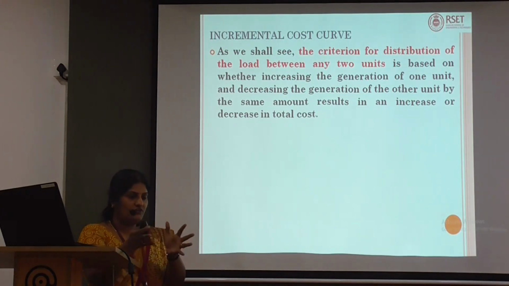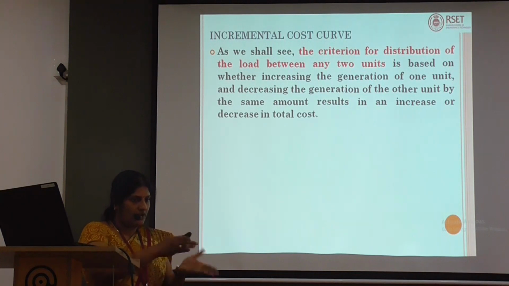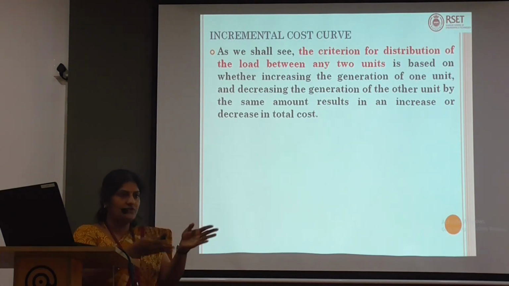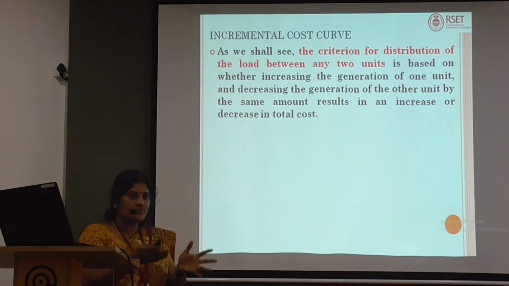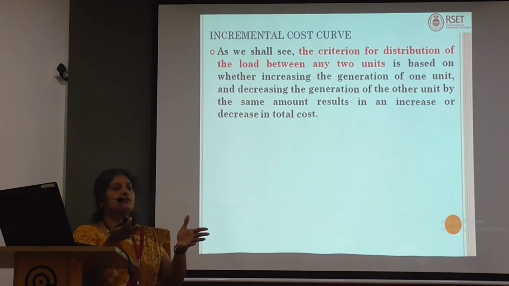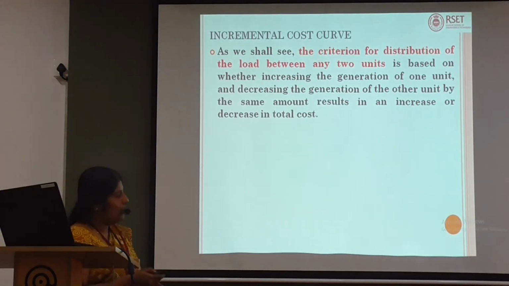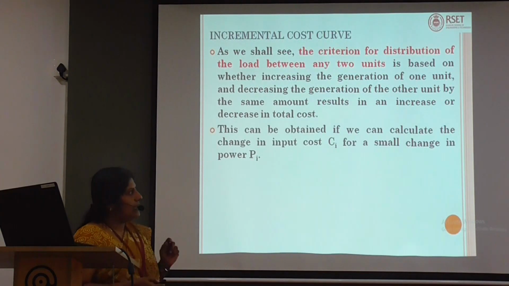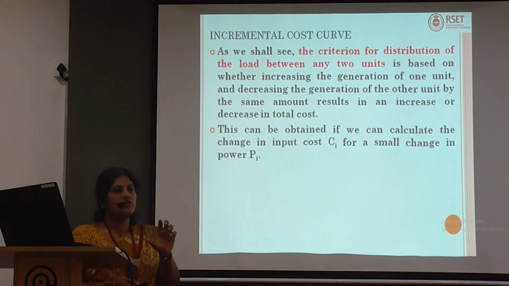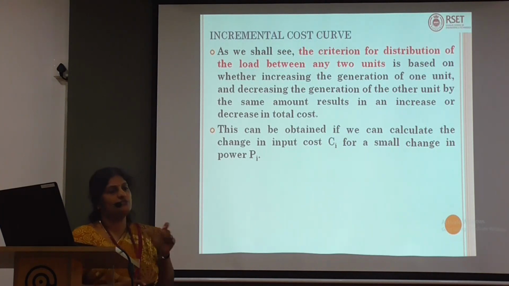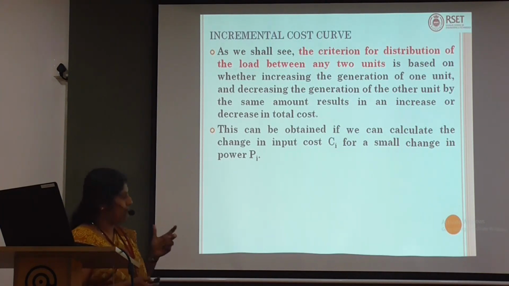So if I have two different units, I will reduce the generation on one and shift that generation to the other unit. By doing this, whether the total cost decreases or increases will decide how I have to distribute the load among these two units. For this, we have to know what the change in input cost will be for a small change in input power.